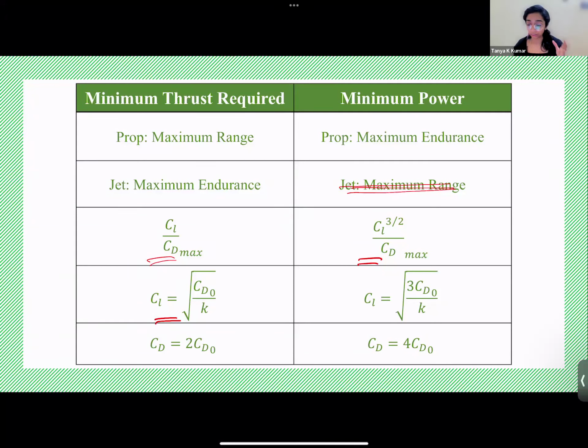Now, along similar lines, for a jet engine, what condition gives you maximum range? It's not this. This is wrongly written. For a jet engine, which condition gives you maximum range? This was discussed in the class, so if anybody can recall it, let me know.